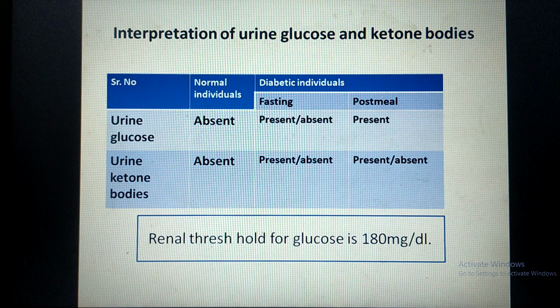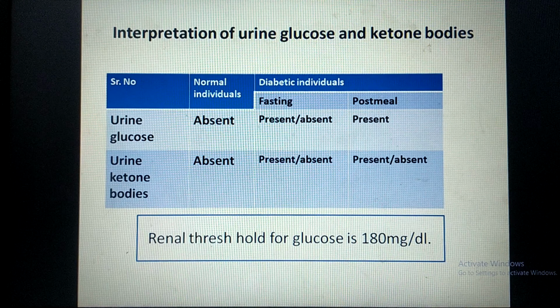But in diabetic individuals, in fasting state, if the blood glucose level is below 180 milligram per deciliter, then urine sugar is absent. And if fasting blood glucose level is more than 180 milligram per deciliter, then urine sugar is present.